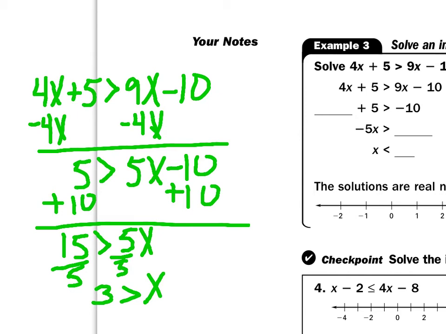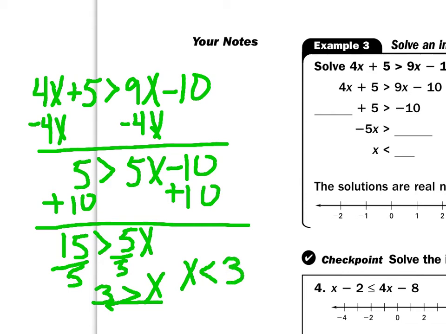Now, to write my answer in the proper way, I need the x on the left side, so I can start with x when I'm reading it. Be careful when you do this, because if you start with the x and read it this way, you see how it reads: x is less than 3. So I need to remember to write my inequality the right way that pertains to x.